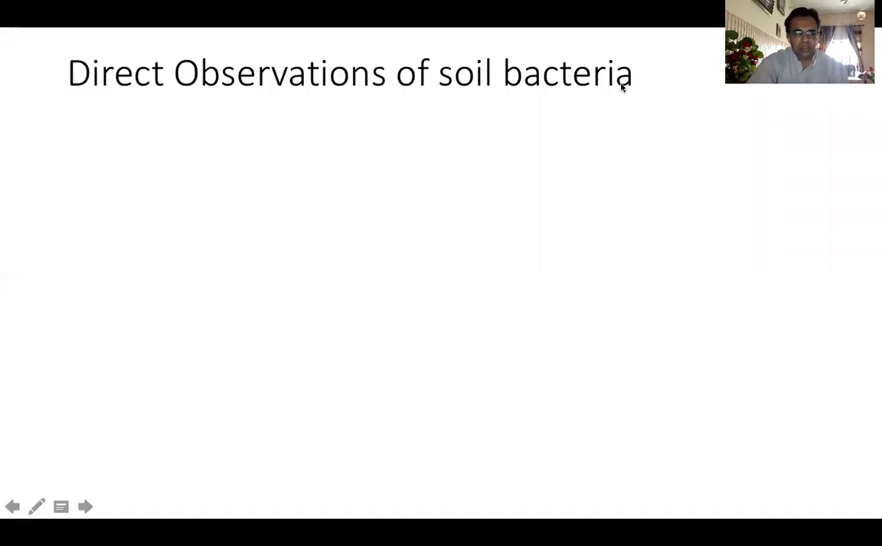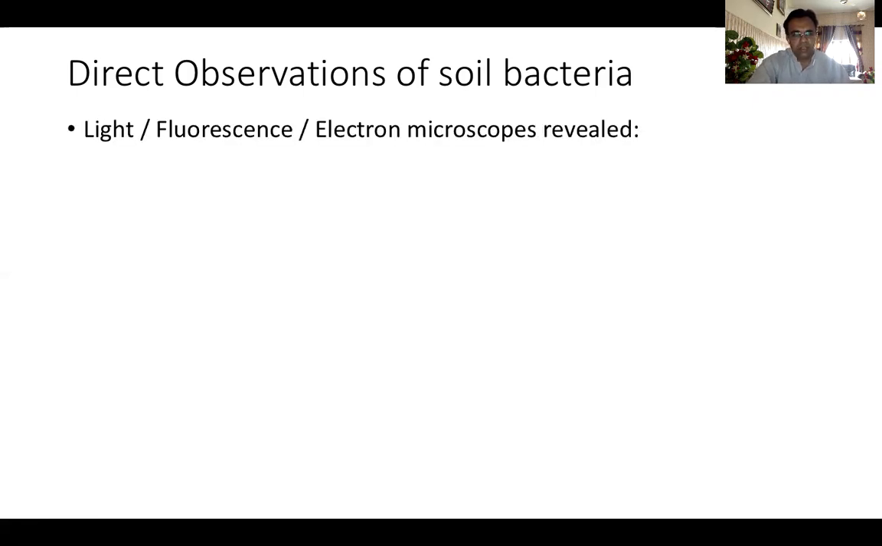So now we talk about the direct observation of soil bacteria. Different techniques have been used for direct observation of soil bacteria. As we say that only 1% of bacteria are culturable, it means that 99% are not culturable, but we can see them with other methods. What are those methods? Those methods include the light microscopes, fluorescence, or electron microscopes.